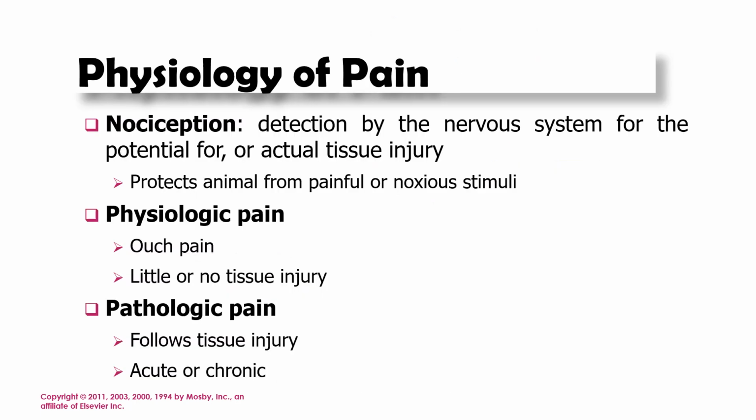Nociception is the detection by the nervous system of potential or actual tissue injury. This physiological response will protect the animal from painful or noxious stimuli. Pain can also be classified as either physiologic pain or pathological pain.